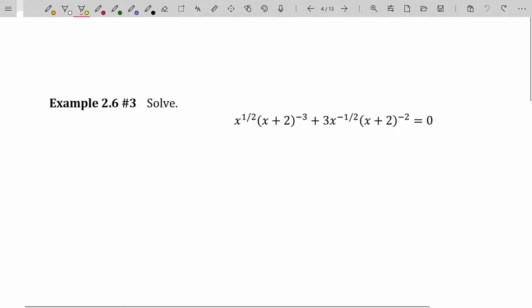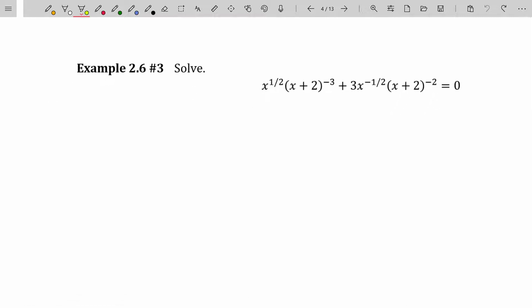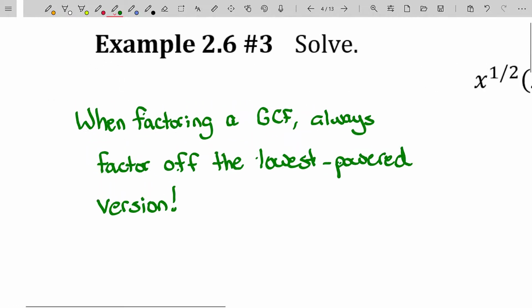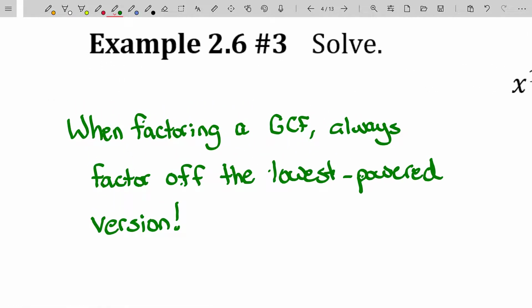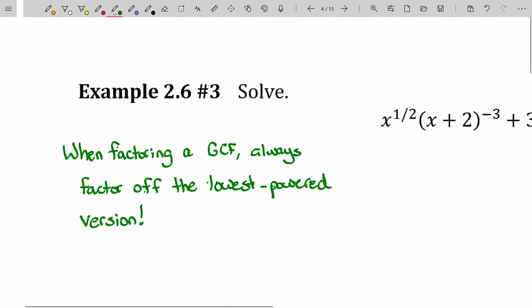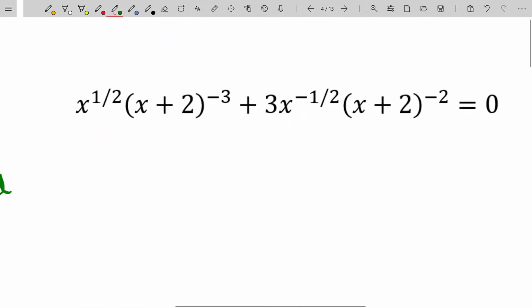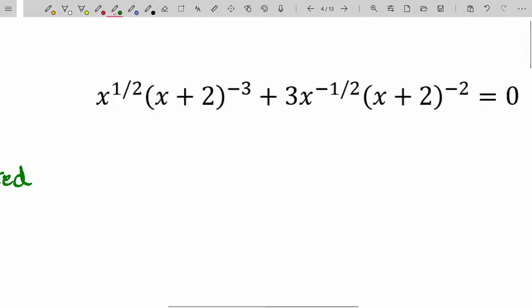And this equation actually gives me the opportunity to remind you of how factoring works. When factoring off a GCF, or greatest common factor, always factor off the lowest powered version of that factor. And this is covered in my factoring video series, so I'm not going to go too much into here other than to just factor. So let's worry about the x here. We have an x to the 1/2 versus x to the negative 1/2. I will factor off x to the negative 1/2 because that's a lower power than x to the 1/2.